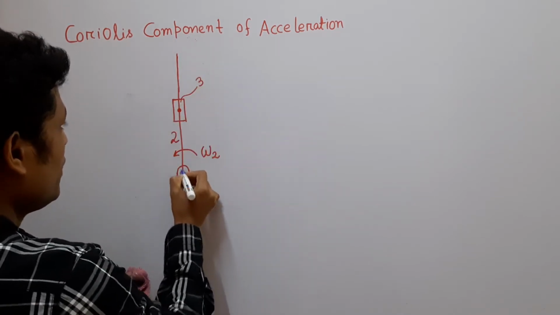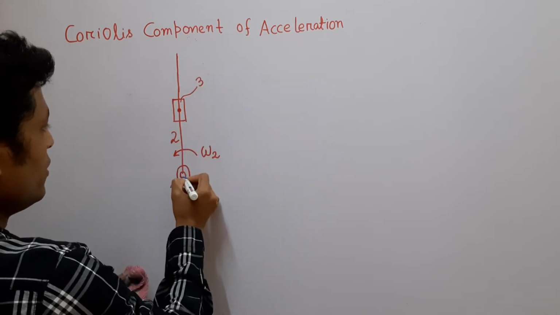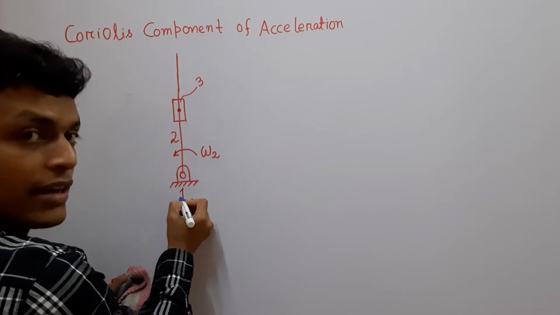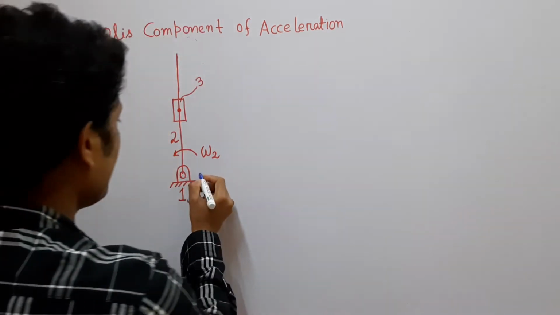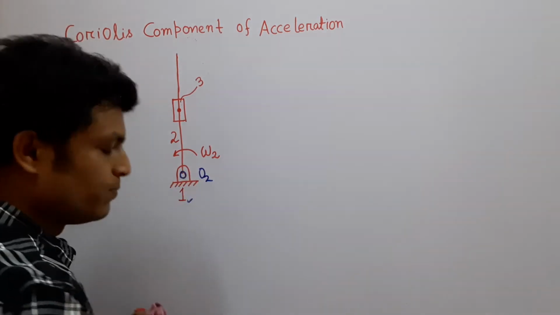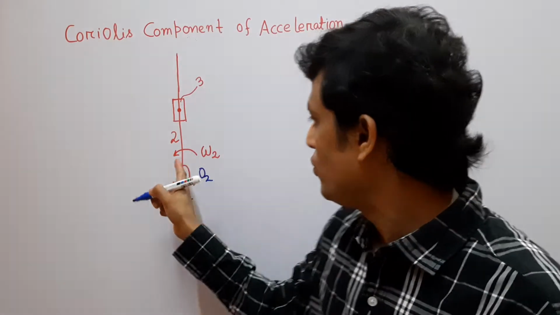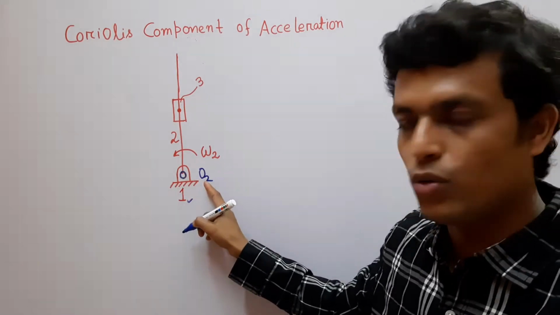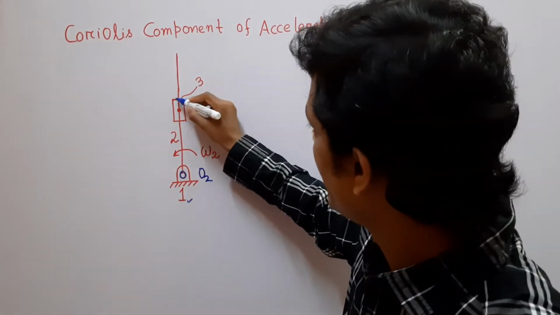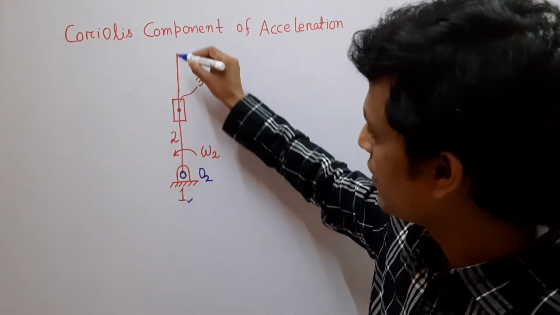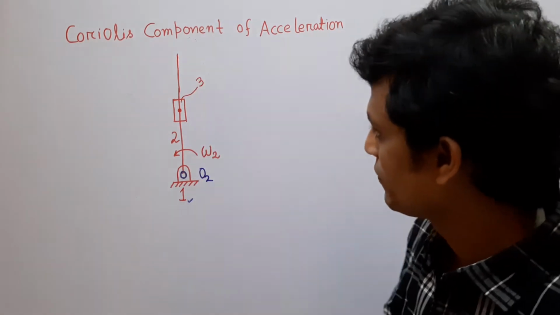the rotating link is 2. Link 2 is connected to fixed link 1 by a revolute pair here. Say this is O2. So link 2 is connected to fixed link 1 by a revolute pair O2. And this is link 3. The slider is link 3, which is sliding along link 2.